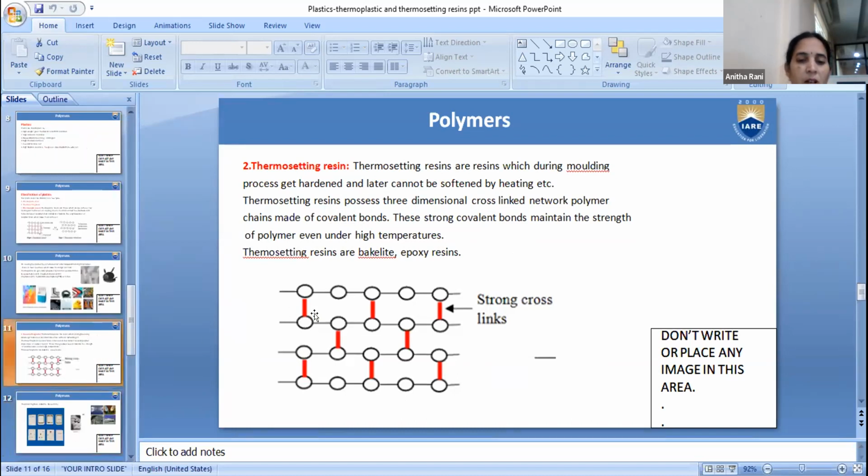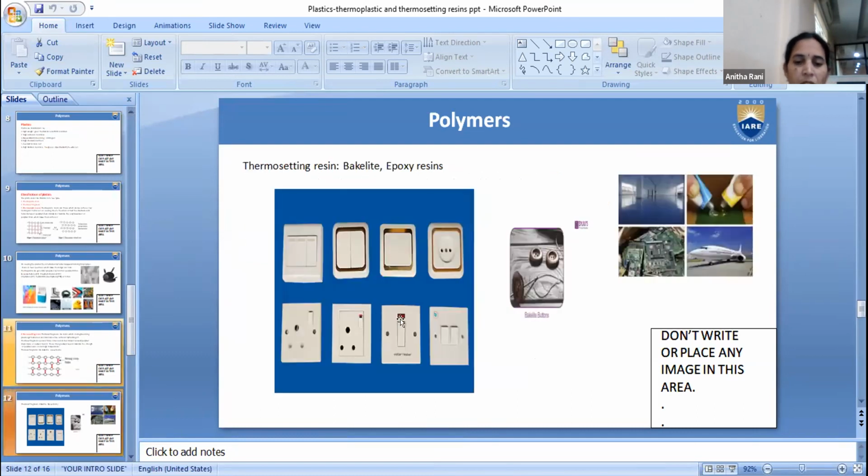So we can take the example, students, here, bakelite. In our homes we have switchboards and switches; you can see the buttons here. These are made up of bakelite. If you take the switches and apply heat, you won't get a soft material. It does not melt, because bakelite is a thermosetting resin.